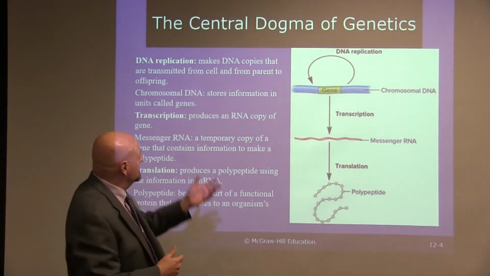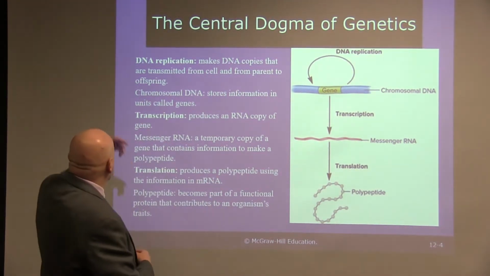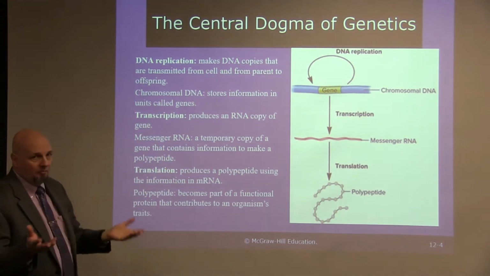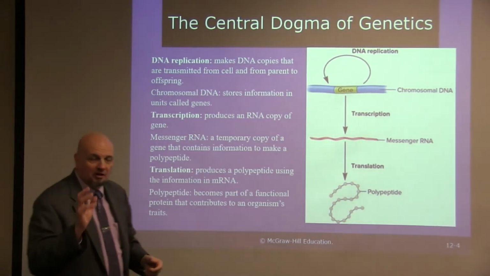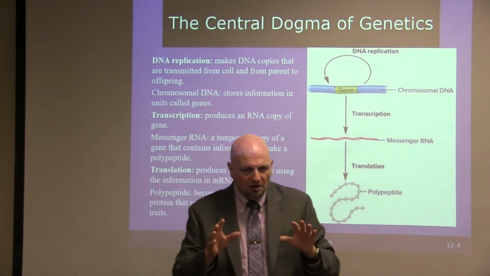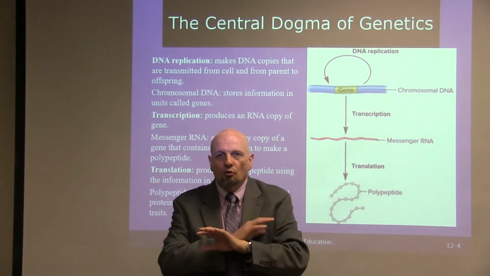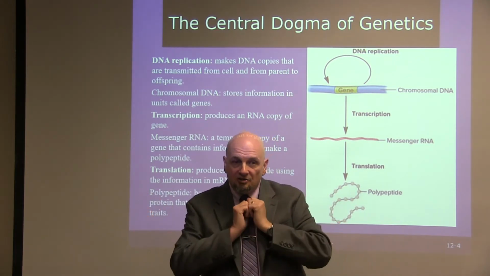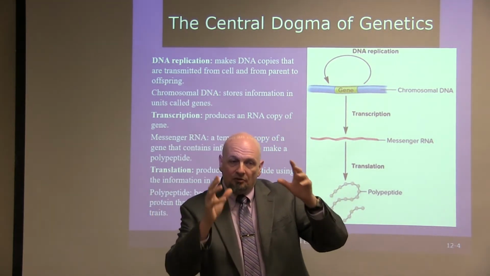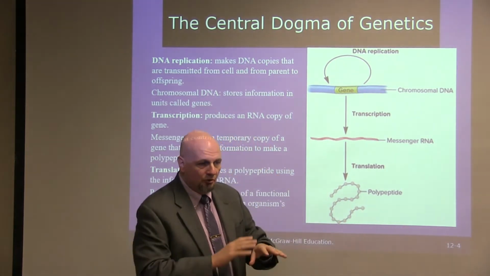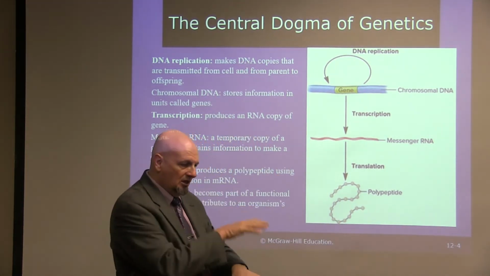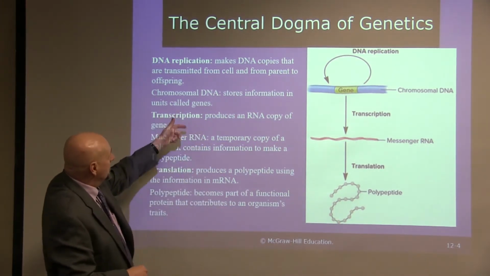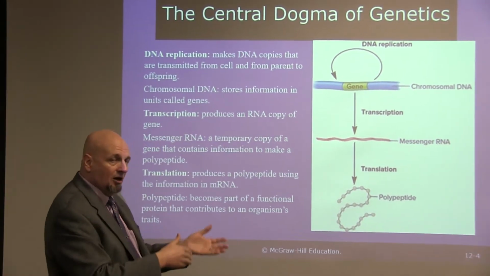So DNA replication obviously makes copies of DNA, transmitted from cell to parent, from parent to offspring. Chromosomal DNA, as we said before, stores all the information. The thing to remember, and this is one thing to always catch here, is that DNA controls everything that we're seeing here. It's controlling all the steps in one way or fashion, and it's sending out its molecules to help to do that kind of control. So no matter what's going on inside the cell, it is the information stored in the DNA that is controlling all of it. Transcription is going to be producing an RNA copy of the DNA.